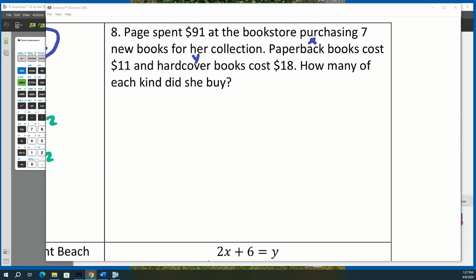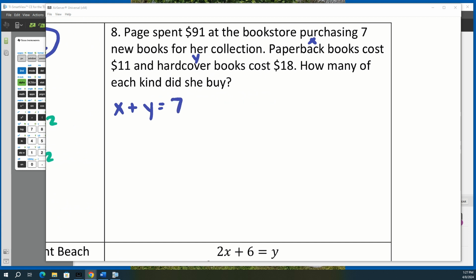So we're going to write one equation that represents how many books she bought. So if I took the number of paperback and I added the number of hardcover, what should that equal? Not yet. That's the money problem. There's 7. 7 books. Good. Maybe 7 items instead of the amount spent.